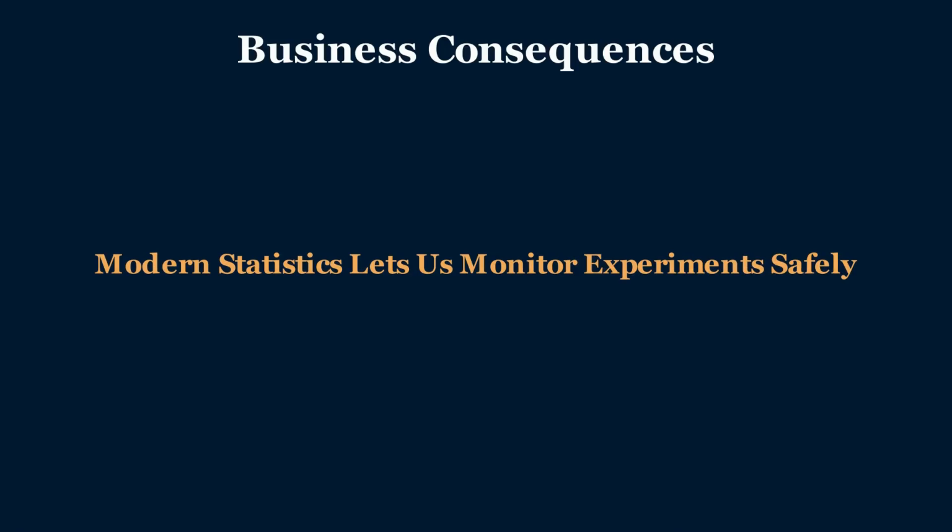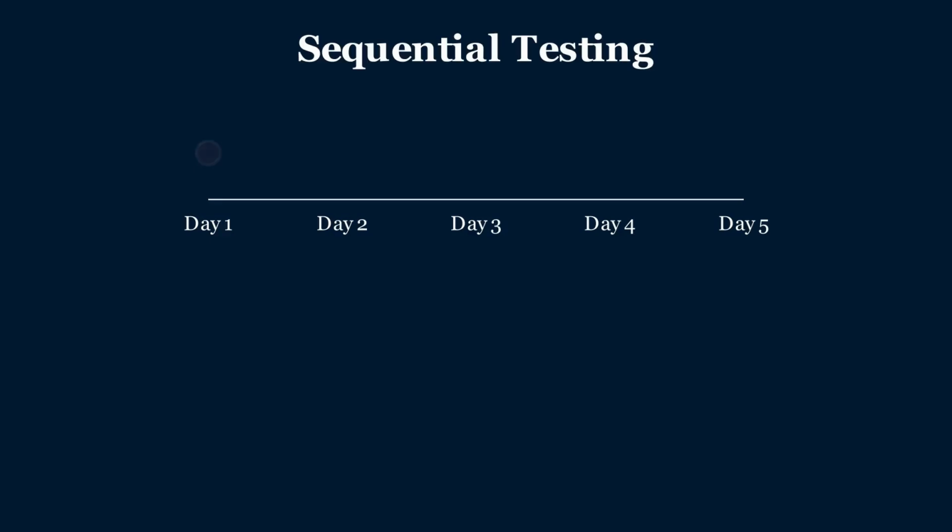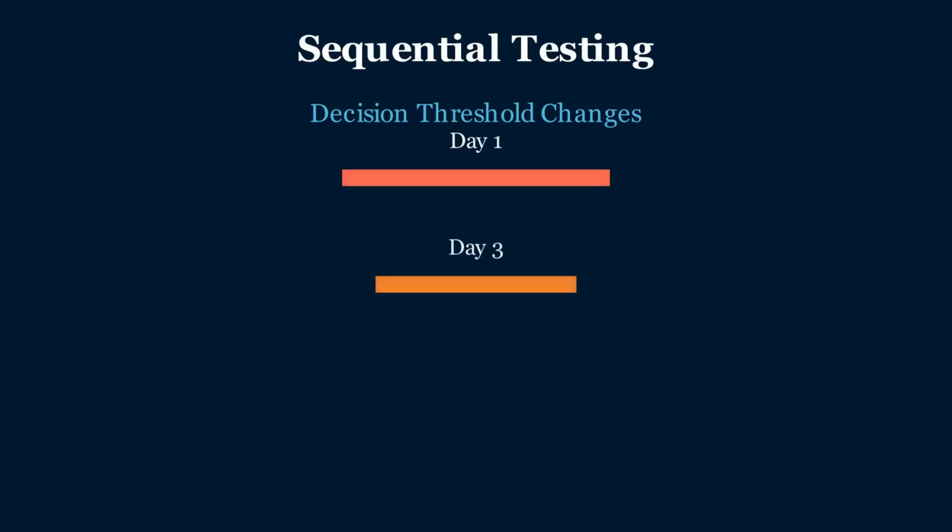Instead, it provides methods that allow us to monitor experiments safely. Modern statistics offer a smarter solution. Instead of pretending experiments will not be monitored, it designs tests that allow monitoring safely. These methods are called sequential tests. Unlike classical hypothesis testing, sequential methods are designed for interim analysis. They adjust decision thresholds accordingly.